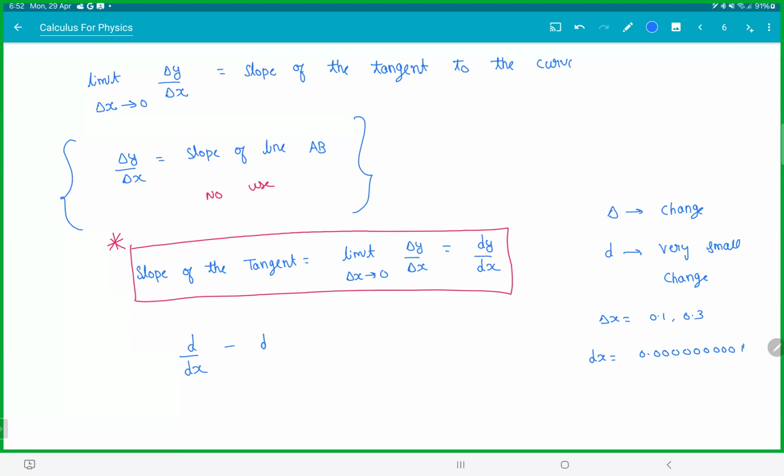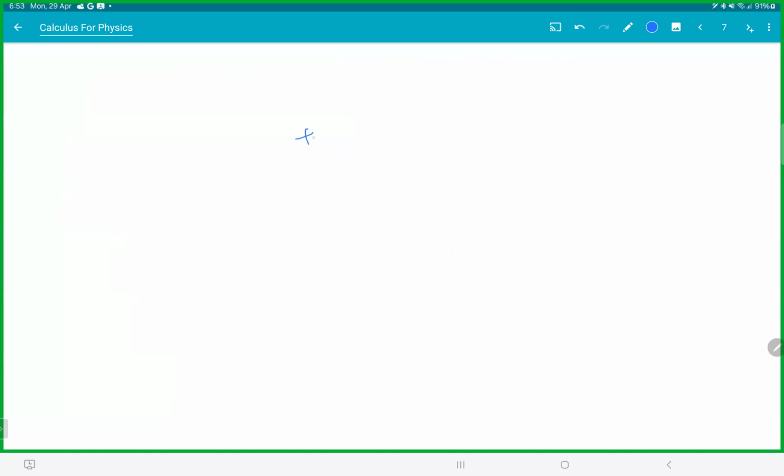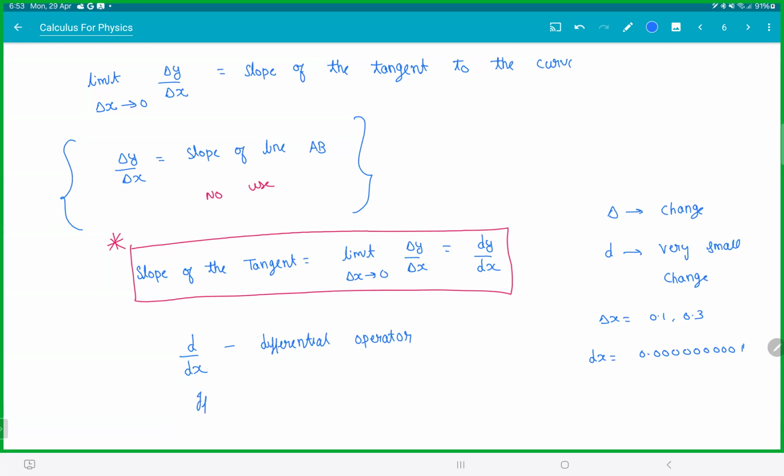This is called a differential operator. Remember, don't cancel this d and d. They're not some digits. d by dx, the whole thing is one term. It's called a differential operator. Just like plus is an operator, what does it do? It adds two numbers. Minus is an operator, what does it do? Subtracts two numbers. Multiplication is an operator, what does it do? Multiplies. In the same way, d by dx is also an operator. What it does is it compares a quantity with respect to x. Any quantity that you differentiate with x, you are comparing with x.